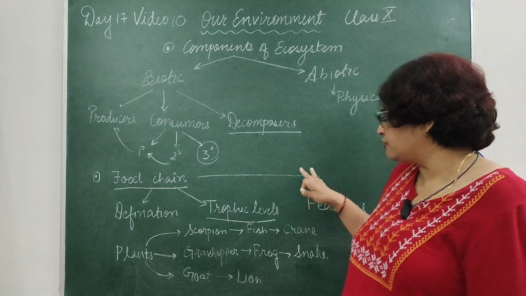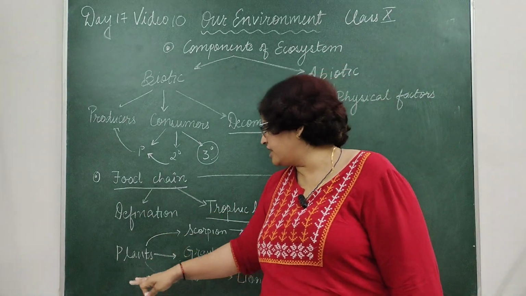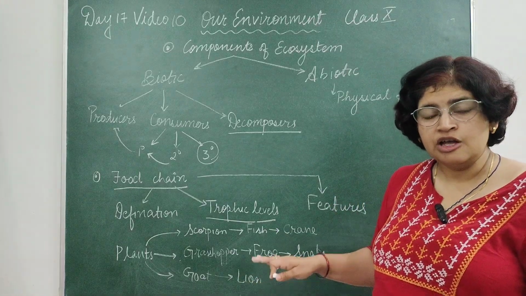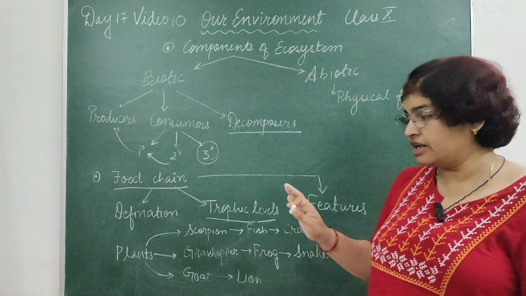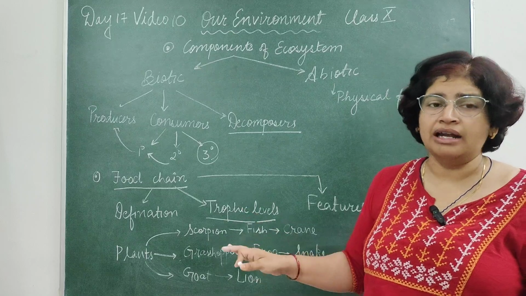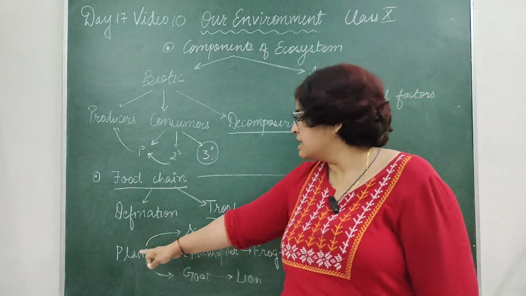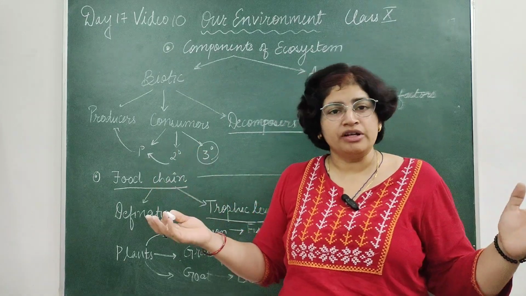So few of the features, for example, a food chain always involves the unidirectional flow of energy. Once the sun's energy is consumed by plants, it will not revert back to the sun. What happens? Sun is the ultimate source of energy.